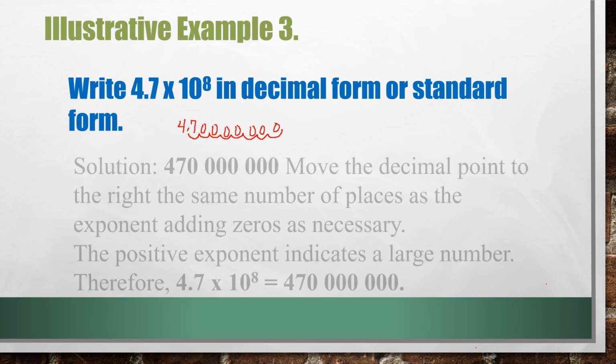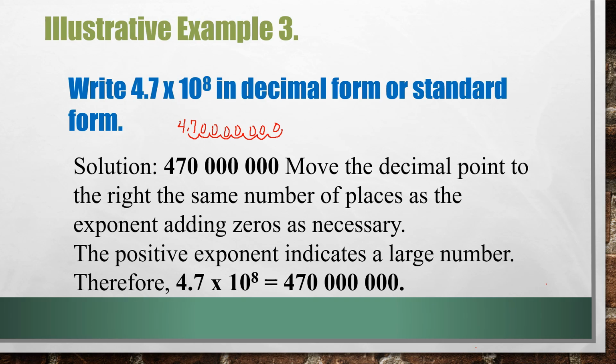So to summarize that, our answer is 470 million. Move the decimal point to the right the same number of places as the exponent, adding zeros as necessary. So the positive exponent indicates a large number. So we get the answer, which is a large number. Therefore, 4.7 times 10 raised to 8 is equal to 470 million.